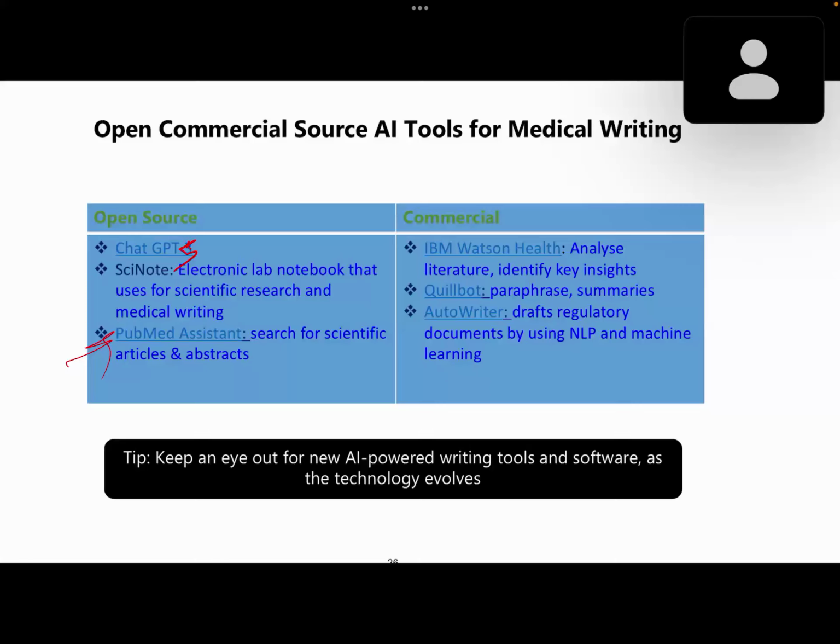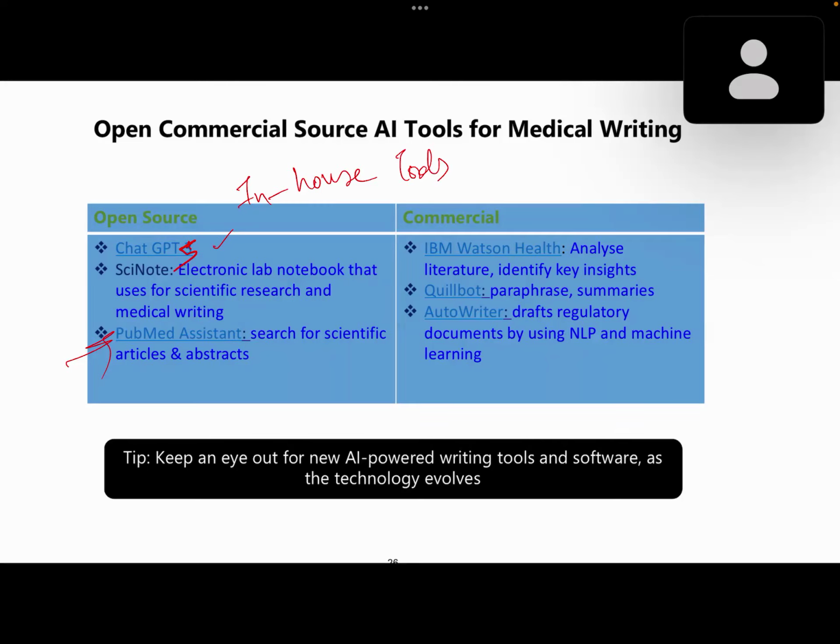ChatGPT, I think version 5 is there now. Science Note, Grammarly. I can't count the number of AI tools. Grammarly is there, VoicePal is there. You can just voice it, it will write for you. And more important, all the pharma companies have their in-house tools.